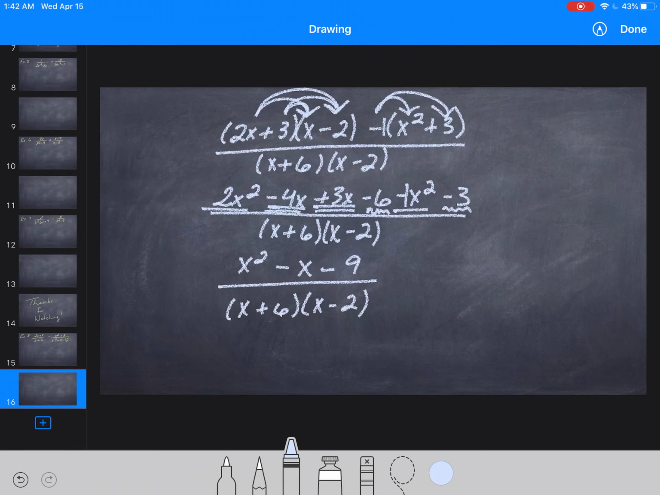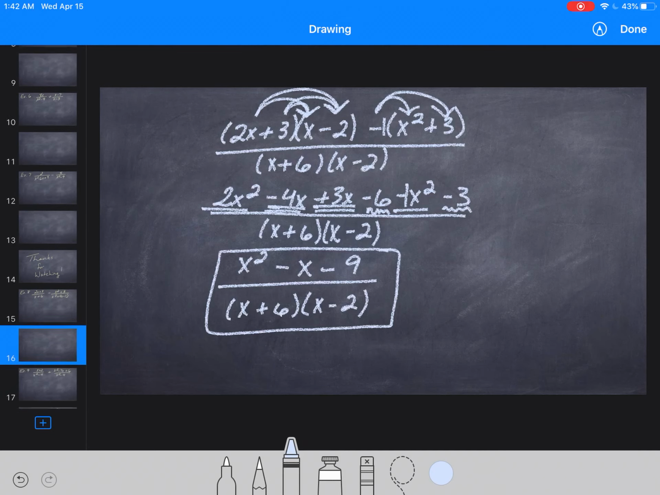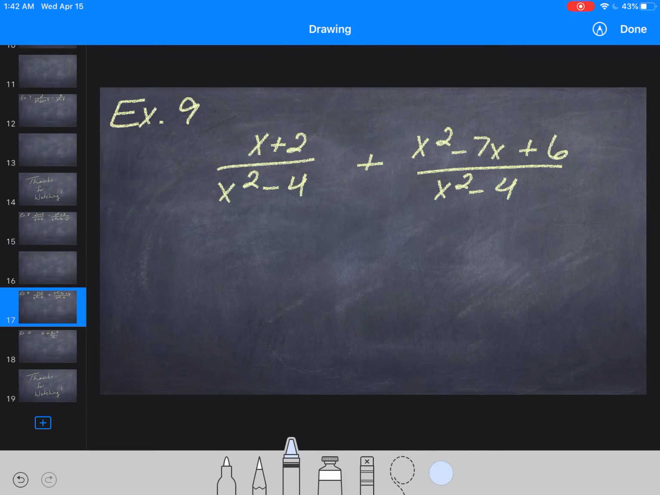If I were to try to factor this using MIFTERM, I would be unable to because x² minus x minus 9 is prime. So this is my answer. Let's take a look at example 9.